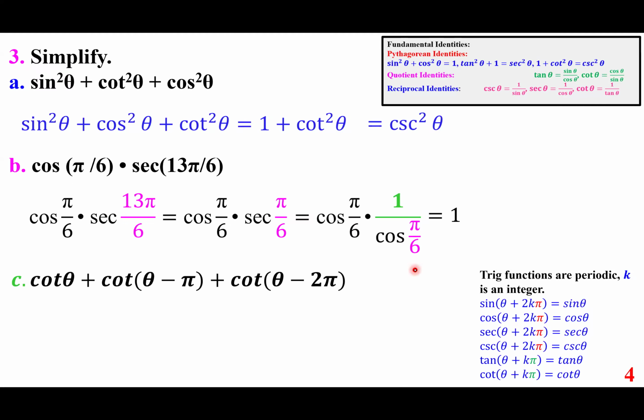What about cotangent? We said tangent and cotangent, the period is pi, or k pi in this case. So cotangent of theta minus pi or plus pi or minus 2 pi or plus 2 pi makes no difference. Both of them are cotangent theta. So we have 3 of those, and we're done.